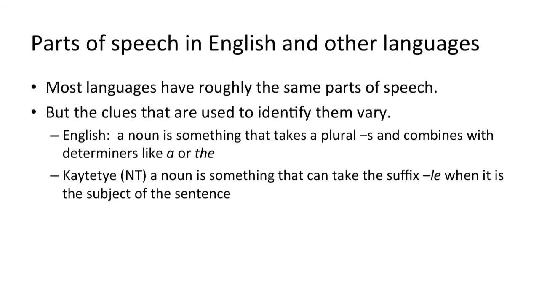So in English, we might say that a noun is something that can have the suffix s stuck onto it to make it plural, like dog and dogs. But in, for example, Kaitech, which is an Aboriginal language of the Northern Territory, we might instead say that a noun is something that can have the suffix le put onto it when it's the subject of the sentence. If you speak a language other than English, you might want to think about what the clues are for identifying parts of speech in that language.